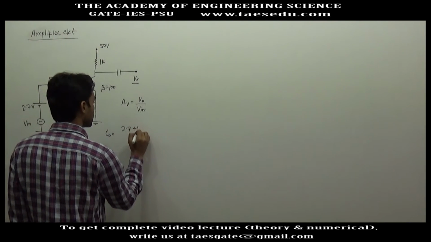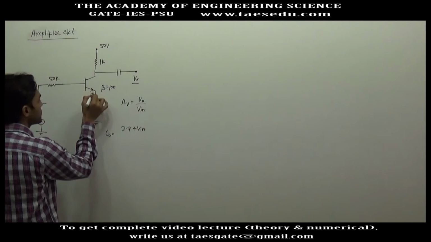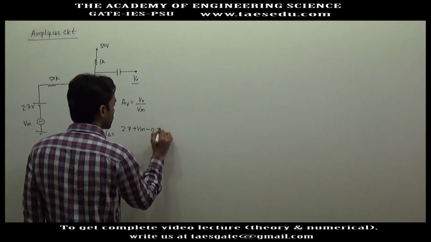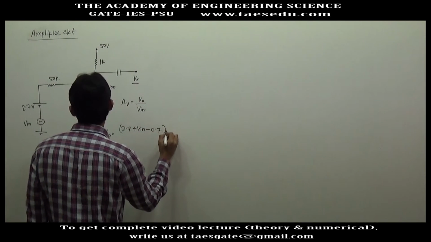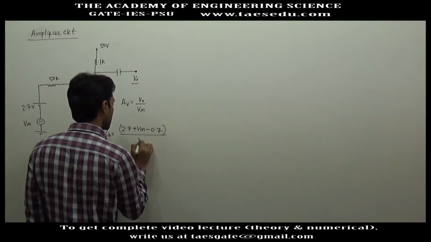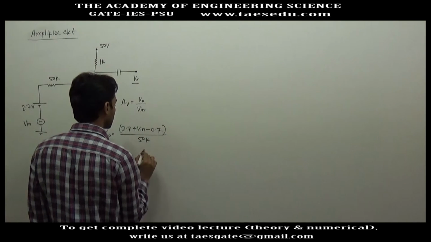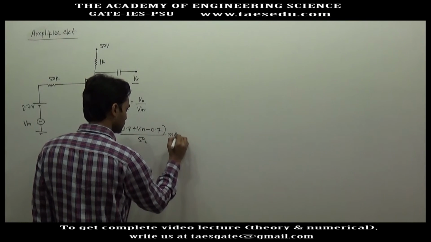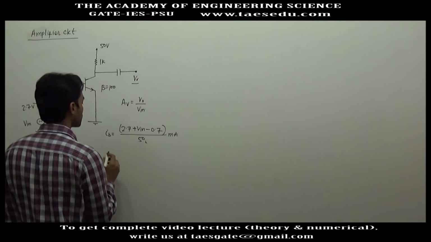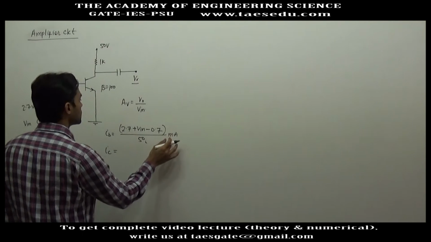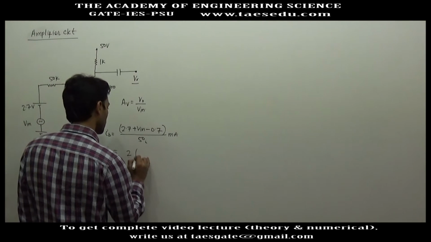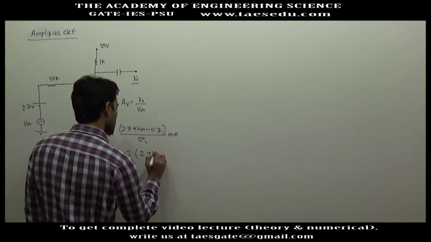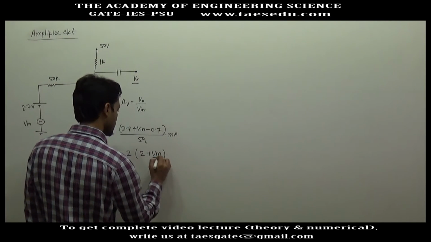IB is 2.7 volt plus V input minus 0.7 volt, divided by 50K, or if you don't write K, this will be in milliampere. IC will be this into 100, so this will be 2 into 2 plus V input, where V input is the AC voltage.